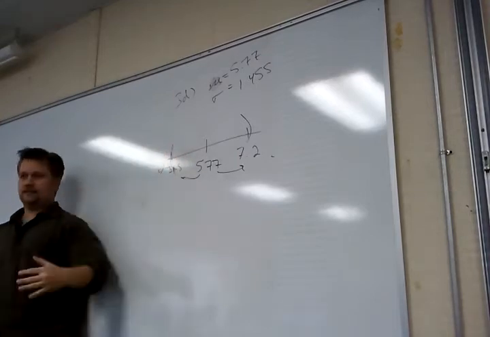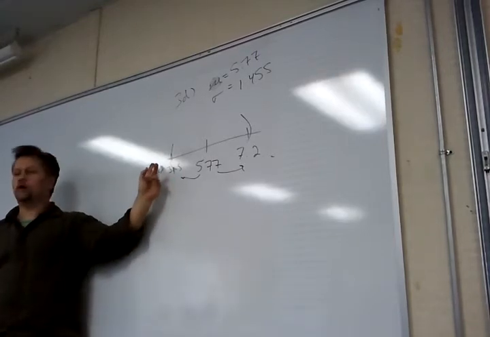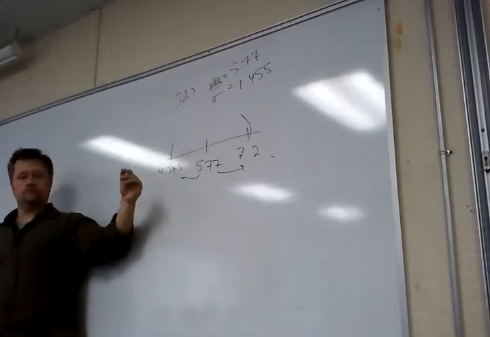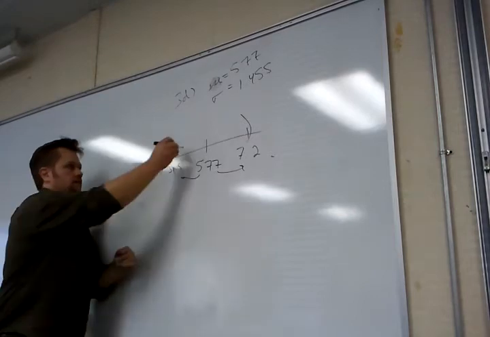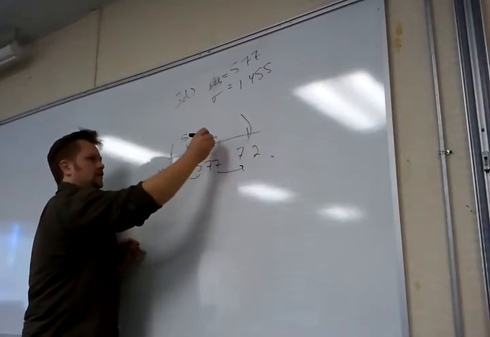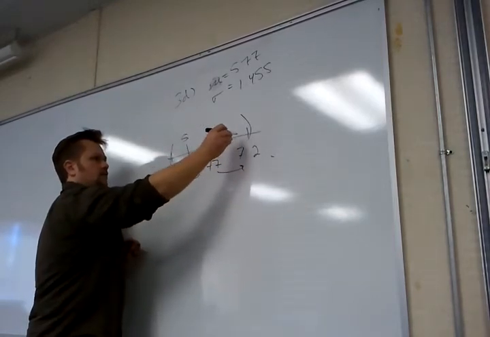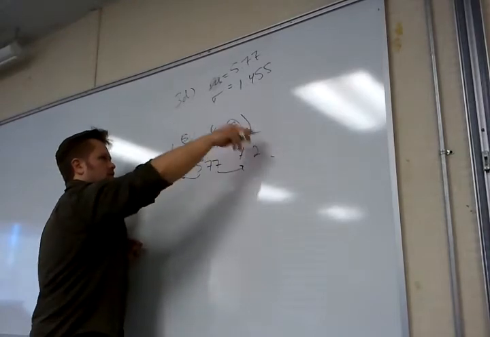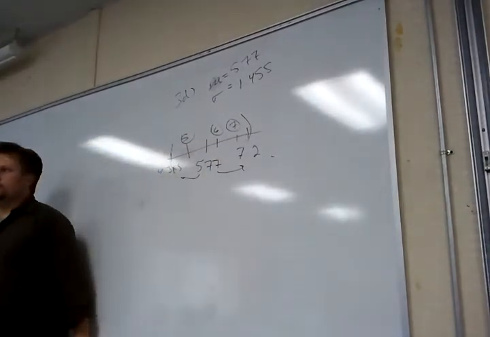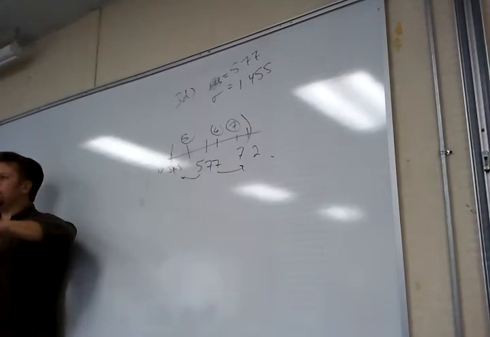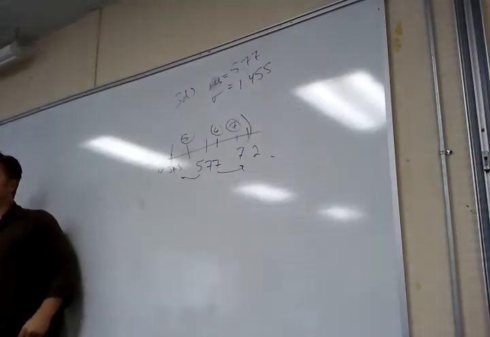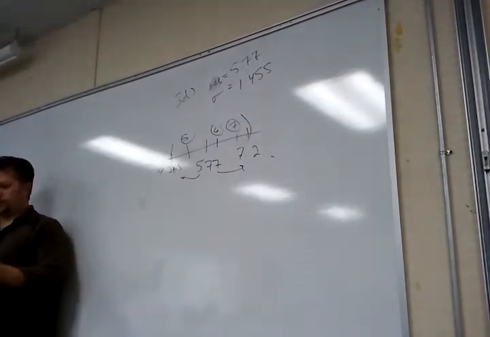If I create this net, did I catch 4? No. Did I catch 5? Yeah, there's 5. Did I catch 6? Yeah. Did I catch 7? Yes. Did I catch 8? No. So 5, 6, and 7 are in there. So what's the probability that I get any of those three things? Add 5, 6, and 7.